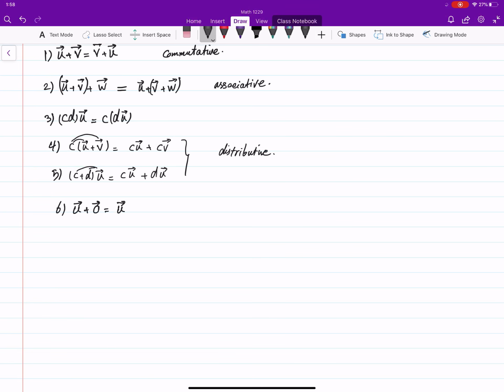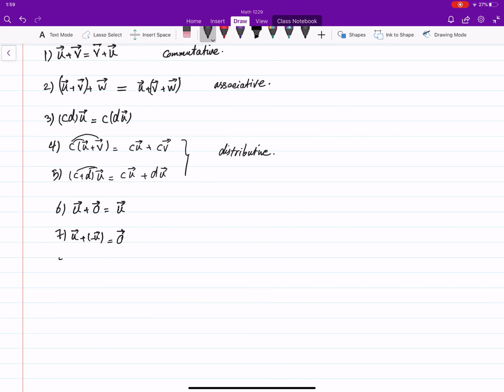Also, if you add u to its negative, they will cancel each other. You get 0, but not the number 0. It will be a zero vector. It means that it will have some components: first 0, second 0, third 0, and so on.